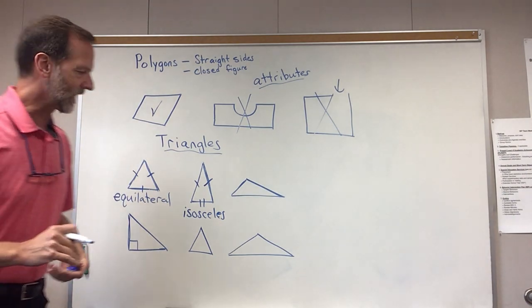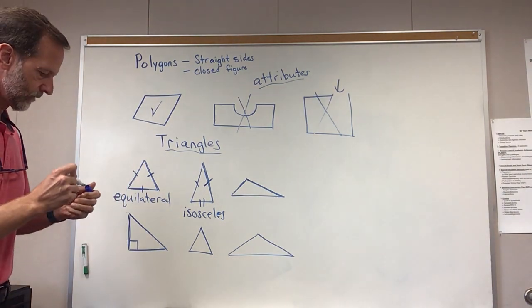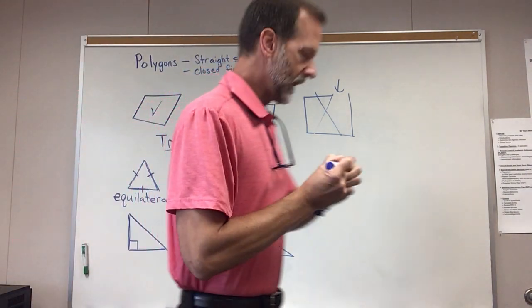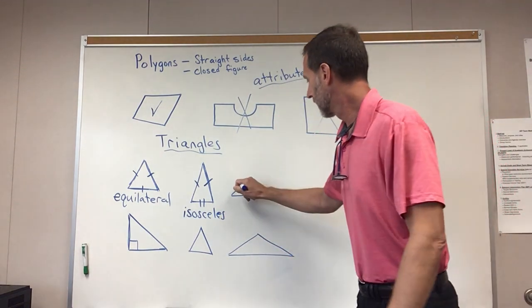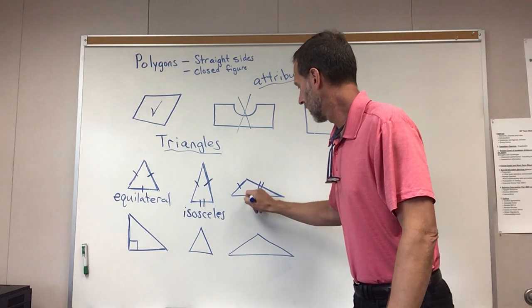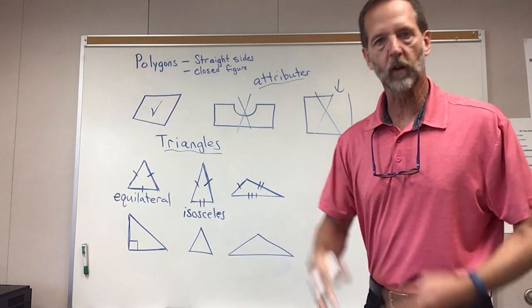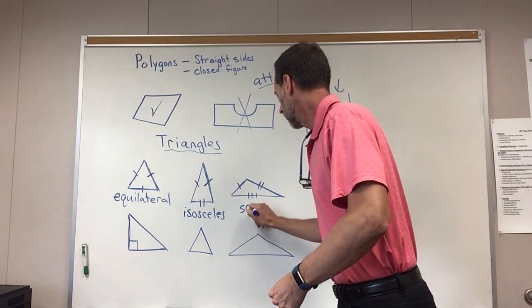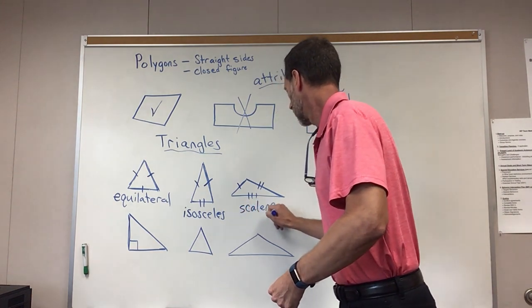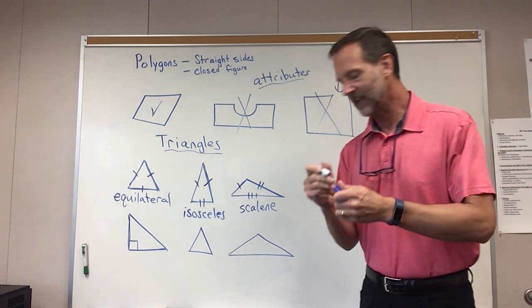All right? That is an isosceles triangle. Okay? And then if you have three sides that are all different, all three sides are a different length, that one is called a scalene triangle. That's a scalene triangle.